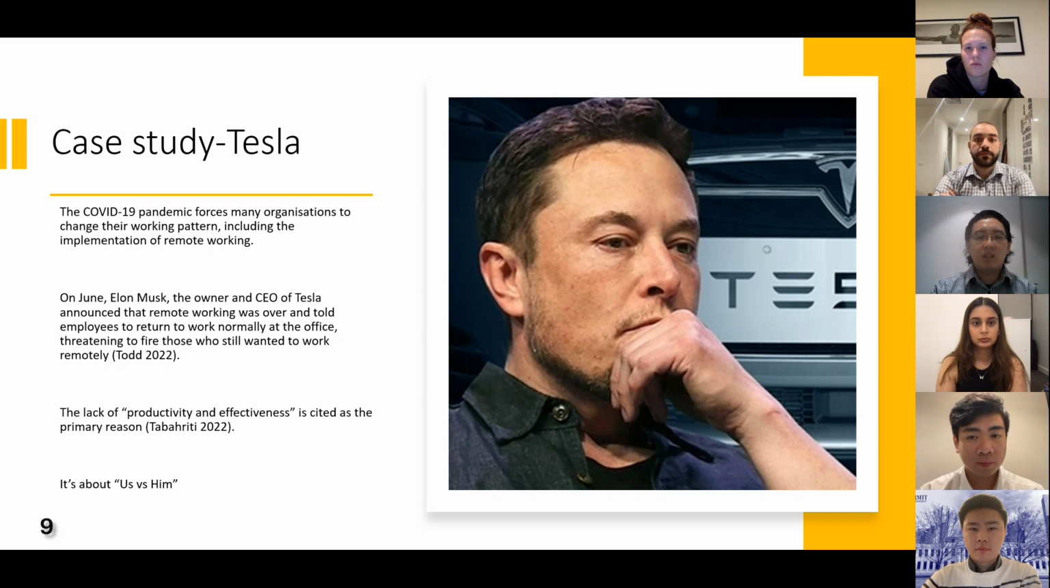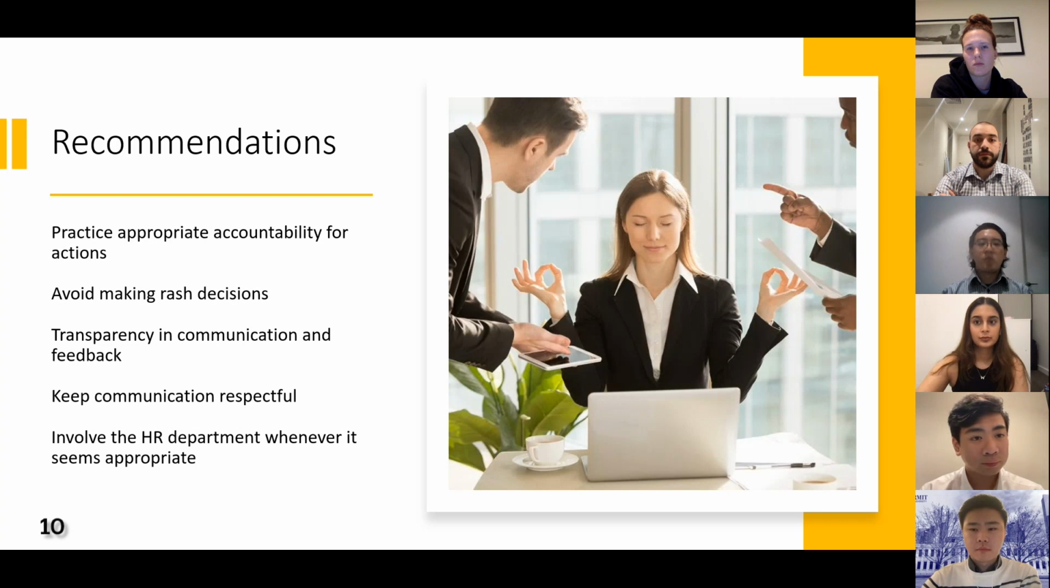And moving on to the recommendations by Garima. Thank you, Dean. Okay, so I will be talking about the recommendations. So the first recommendation would be practicing appropriate accountability for actions. Conflict in a workspace is inevitable. You just cannot avoid it. So best would be to not shy away from it. And just like in the case of Tesla, it is the duty of Elon Musk to take full responsibility and to take accountability for whatever has happened and work towards the solution.